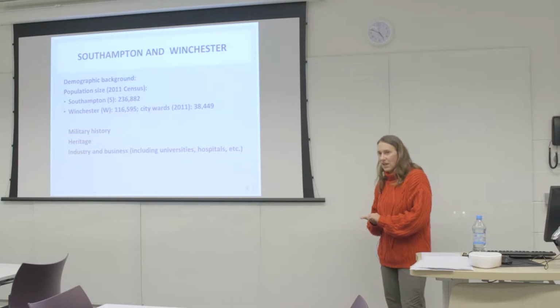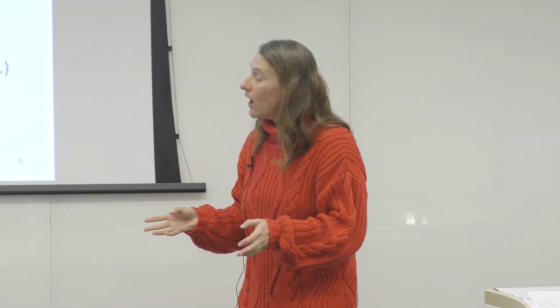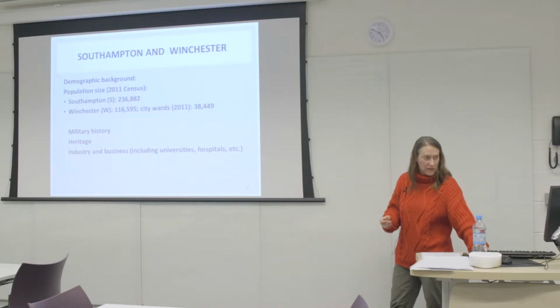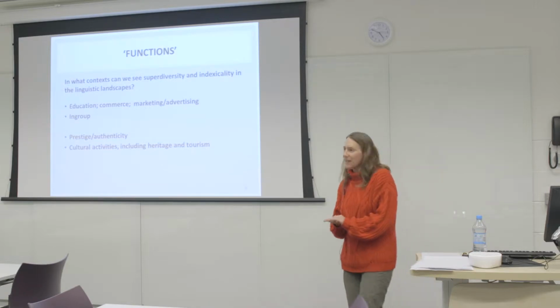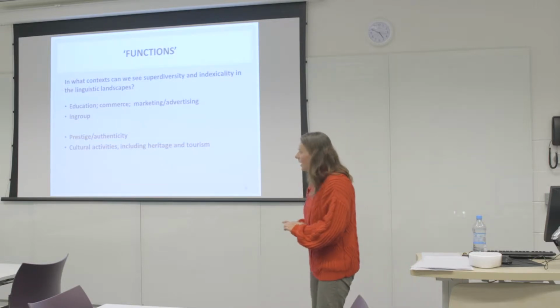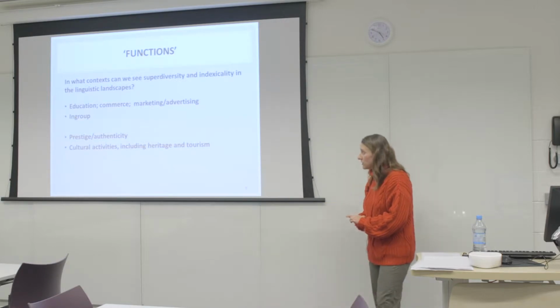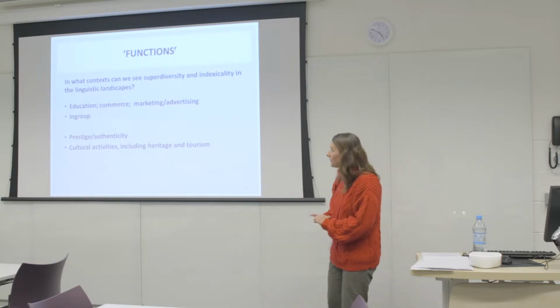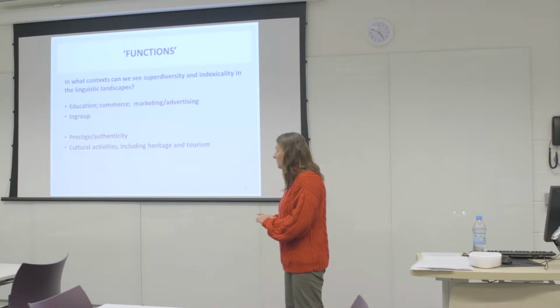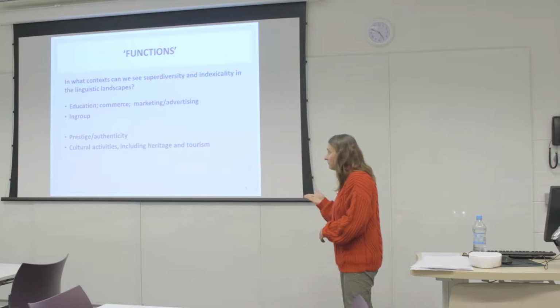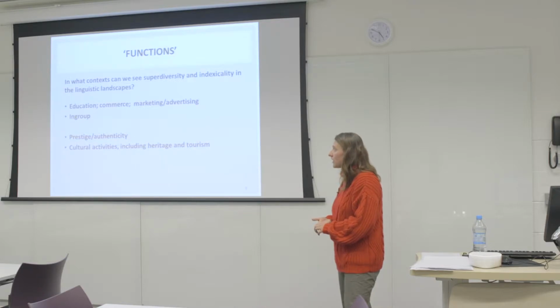What we then looked at to some extent was this idea of superdiversity. How diverse is the landscape? What functions does superdiversity fulfill? Is it indexed in any way? And based on the material that we had, we largely found these four functions or features, if you like: education, commerce, marketing, and advertising.